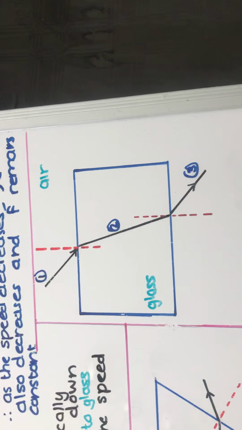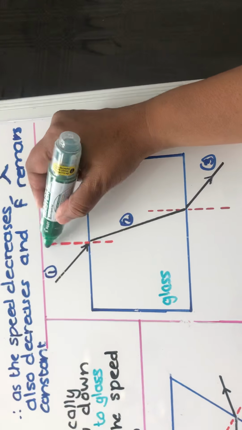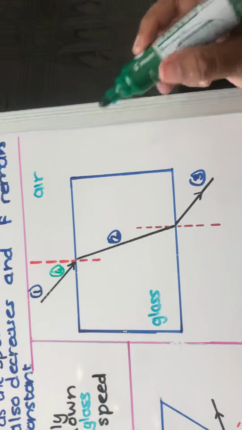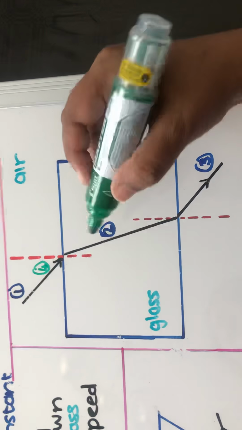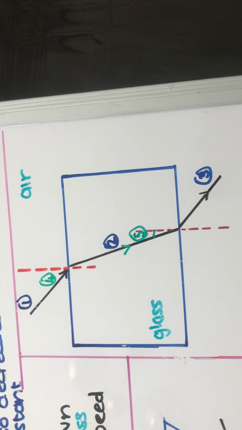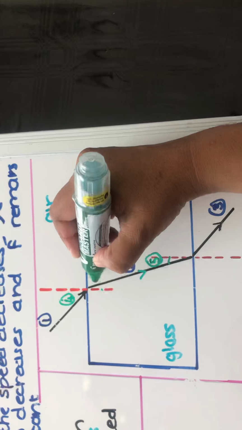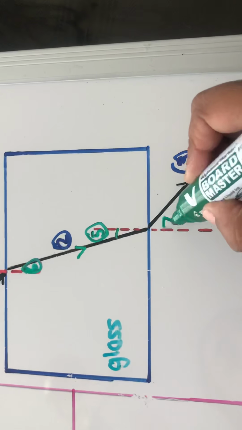So the angle of incidence will be given the numbers 4 and 5. The angle of incidence is always between the normal and the incident ray. So that's number 4. And in this case, because the ray of light is exiting, this would represent the incident angle. So that's 4 and 5. Right, the angle of refraction would be the angle between the normal and the refracted ray. So that would be represented by 6, and then this one here by 7.